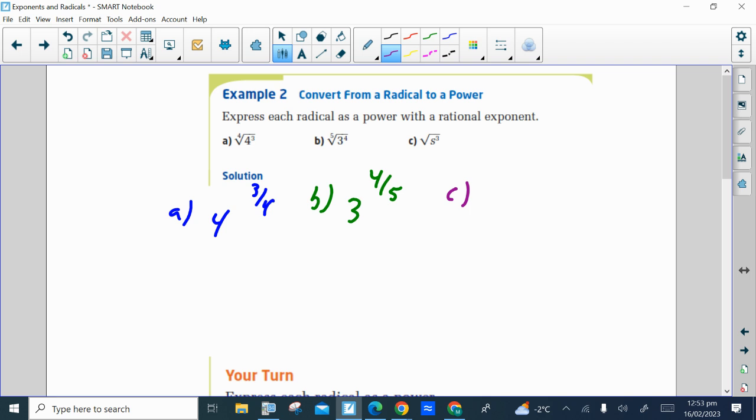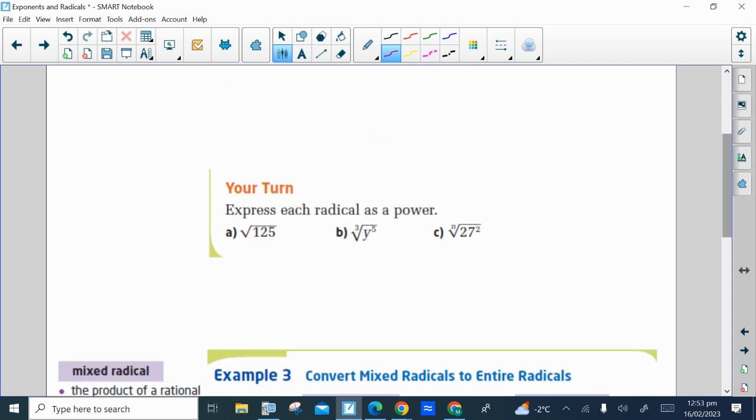For question C, the radicand is S, so that'll be the base of the power. In this case, that's the square root, right? No index is written there, which means it's the square root, which means the denominator is 2. The S is to the power 3, so that's the numerator. Right? So do those next ones on your own.